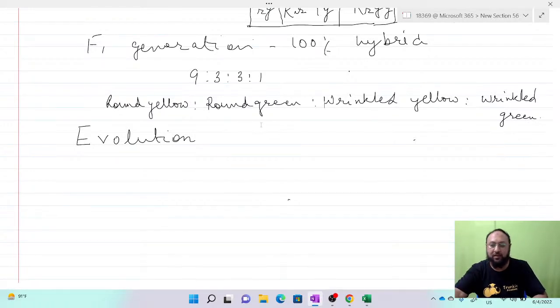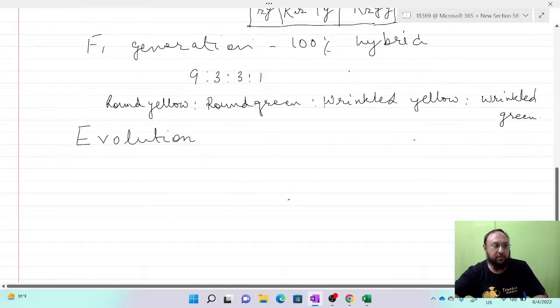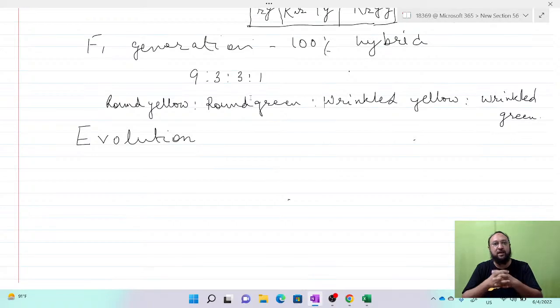So these are about the acquired characters. Now we come to another important point, that is speciation. Speciation means the formation of new species from the existing one. This is also very important for the exam. Speciation means a new species is being born.